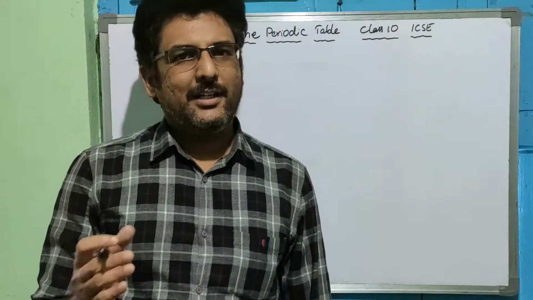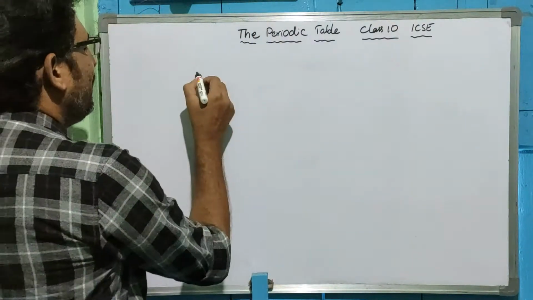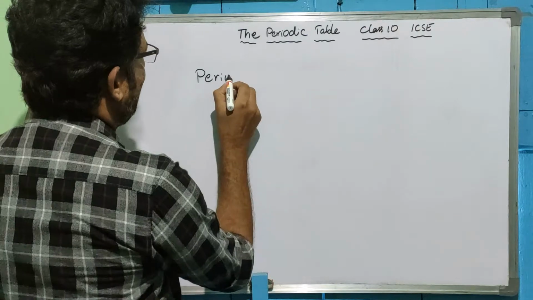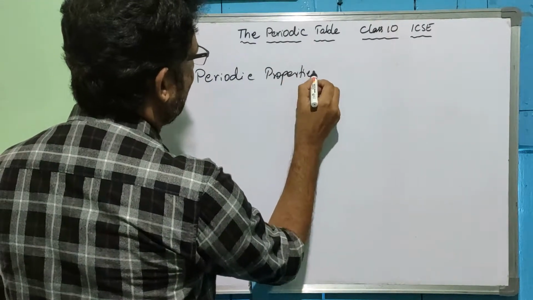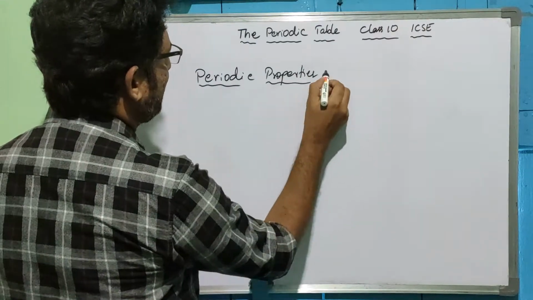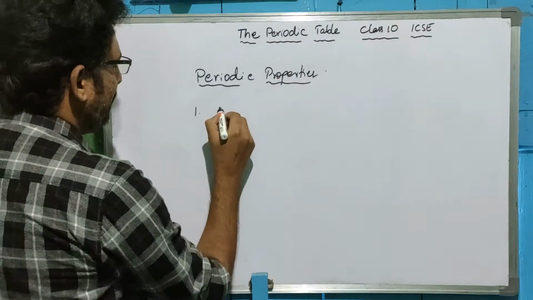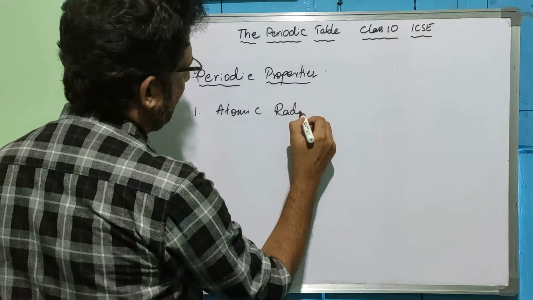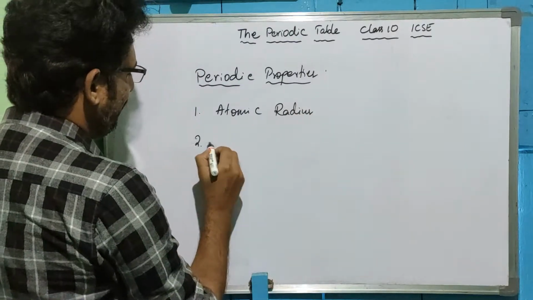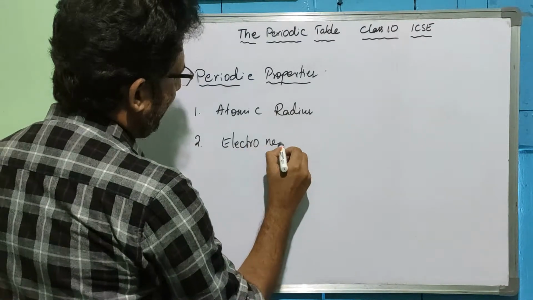Hello everyone. So in the last class, we discussed the classification of elements in the periodic table, and today we are going to discuss the periodic properties of the elements. So here we are going to discuss the following periodic properties. The first one is atomic radius, and the second one is electronegativity.